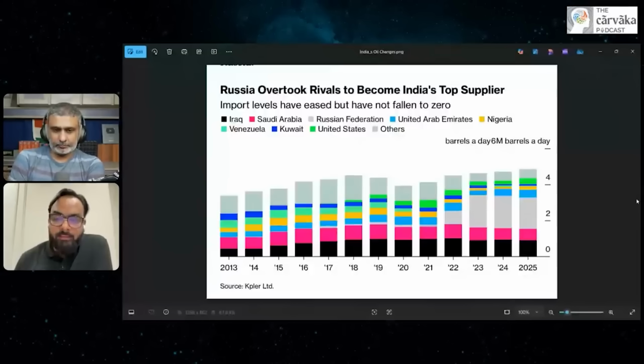Now this is a 10-year, rather 12 years view of how our oil importers have changed. There was no gray in 2013, 14, 15, 16, 17, 18, 19, 20. In 22, above the pink, a gray stretch emerges. That's the Russian Federation. And that is how our oil imports have changed. It's that simple. It's pricing that drives the decision.